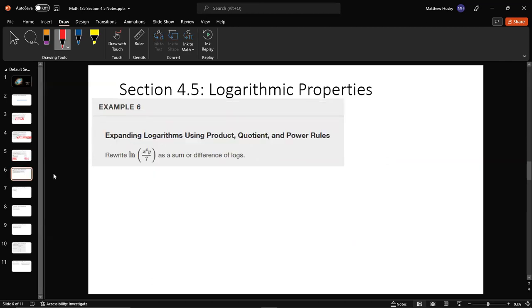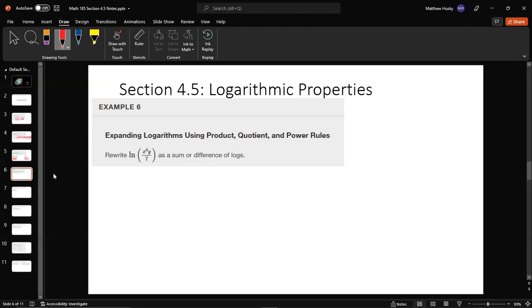Here, we're going to use all the properties together. So you've got ln of x to the 4th, y all over 7. So we're going to do this in 2 steps. First, we're going to write them so that each chunk, the x, the y, and the 7, each of those is going to be in its own logarithm.